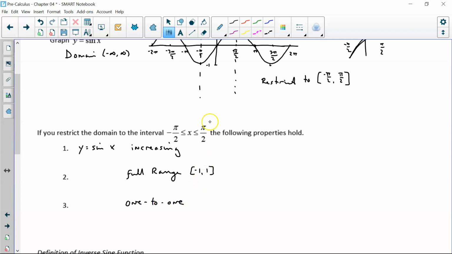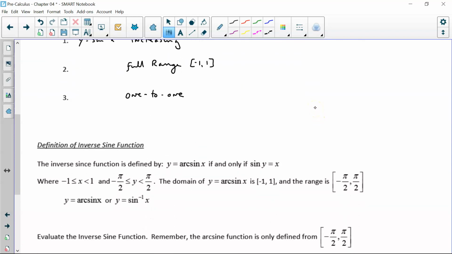Now the definition of the inverse sine function. Y equals the arc sine. Arc sine, you'll also see it written as the sine inverse. It's another way to say the same exact thing. So you can read that the inverse, y equals arc sine of x, if and only if sine of y equals x, where x is from -1 to 1 and y is from negative pi over 2 to positive pi over 2. Remember, for inverse, we're switching the inputs and outputs.